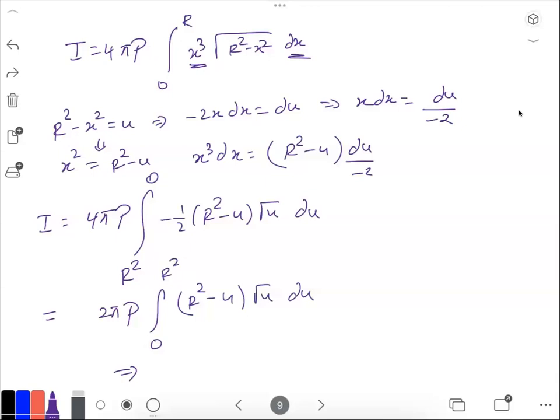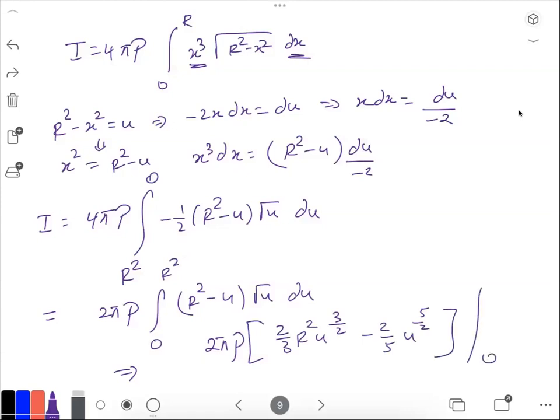And then finally, we can perform the integration. This is going to be 2 pi rho, and then this is going to be r squared root u du. So the integral of root u is u to the 3/2 over 3/2. So this is going to be 2/3 r squared u to the 3/2. And then u root u will be u to the 5/2 over 5/2. So basically, this is going to be negative 2/5 u to the 5/2. And we're going to evaluate this from 0 to r squared. That's good news because the 0 will now cancel, since 0 to the power of anything is really just 0, except 0 to the 0, but that's not of relevance right now.